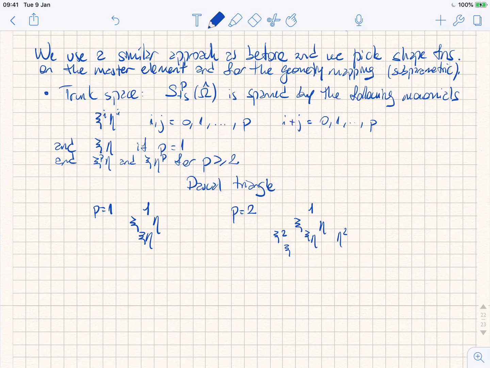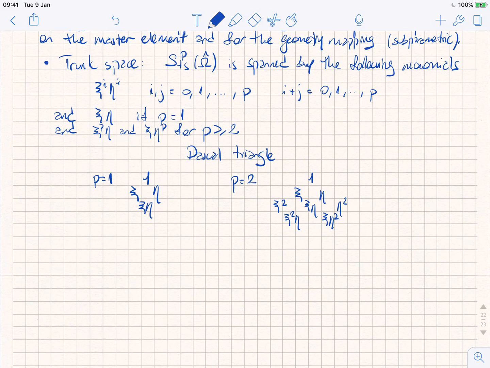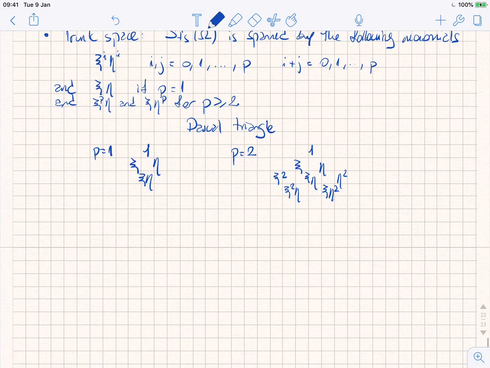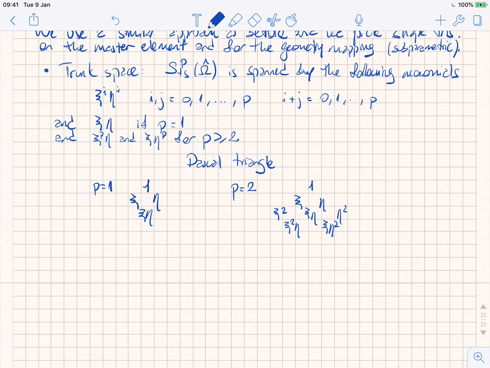And then those are the different terms. So this is one of the spaces that are used when people work with p-FEM. It's called the trunk space. And I'll show you a little bit more about this in a minute. I'm going to copy an image. The other one is called the tensor product space.